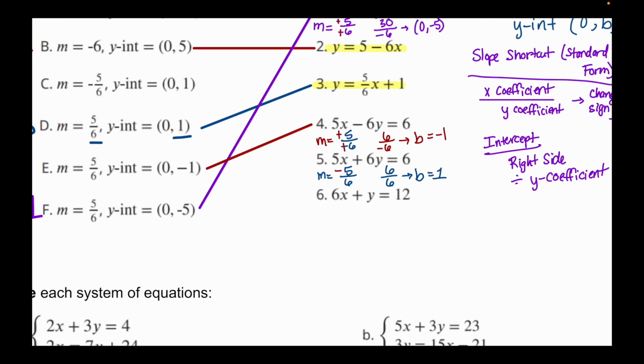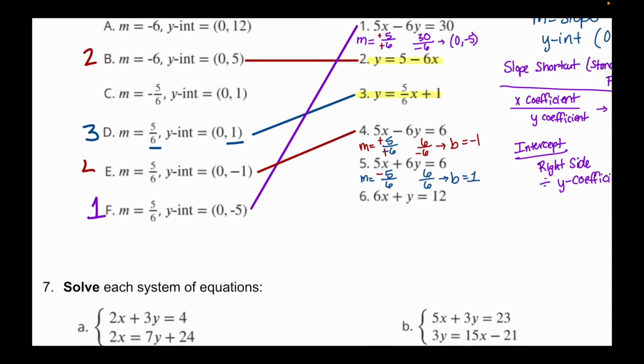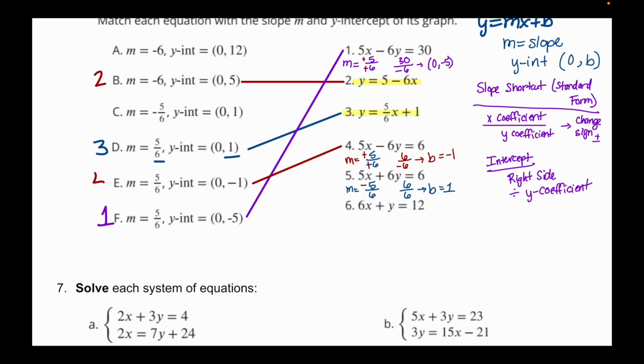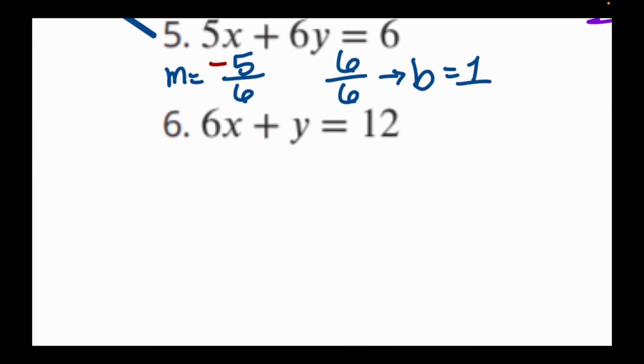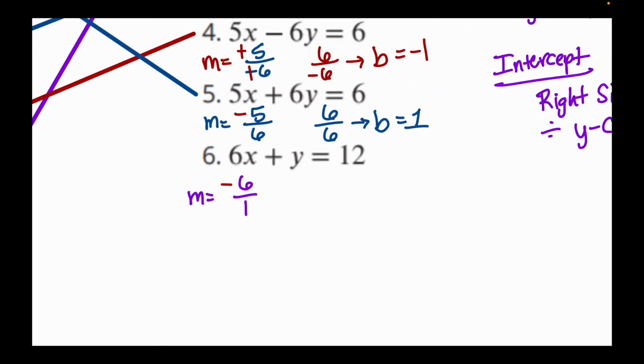So number 5, slope of negative 5 over 6 and positive 1, that should match up with c. And so c is going to match with number 5. Which means a should match up with number 6 down here, but let's check out number 6 first. So we would have 6 divided by 1, but then I have to change my sign to become negative. So my slope is going to be negative 6 over 1.